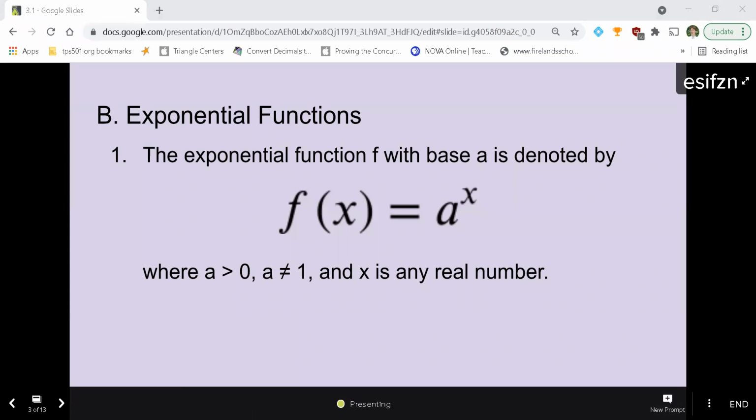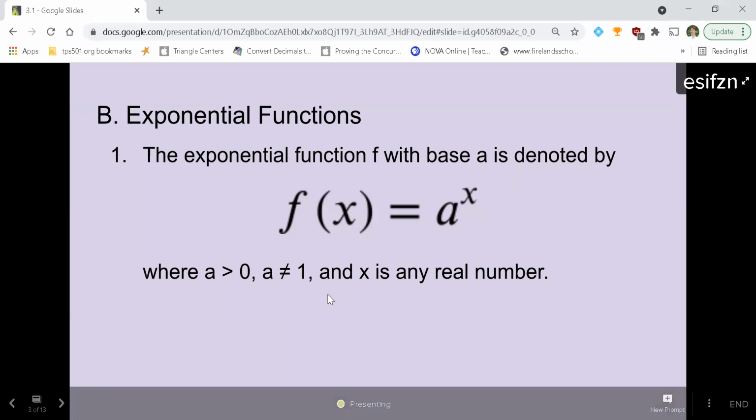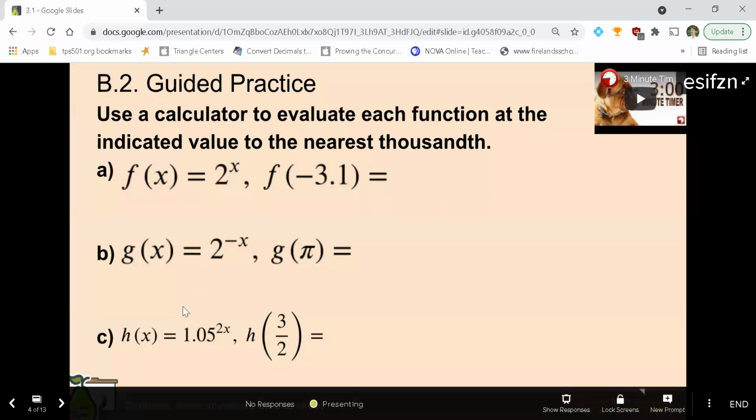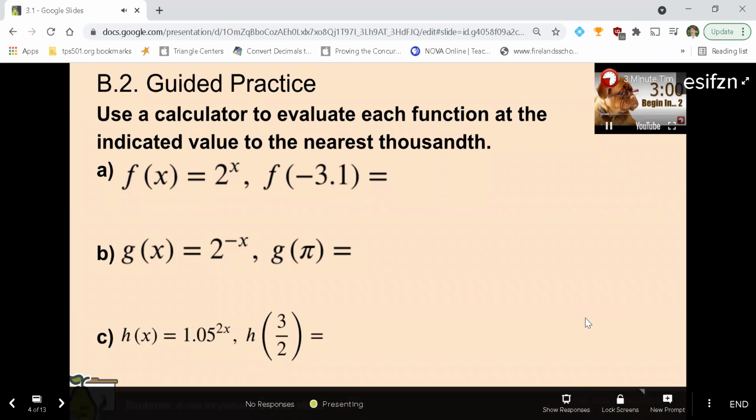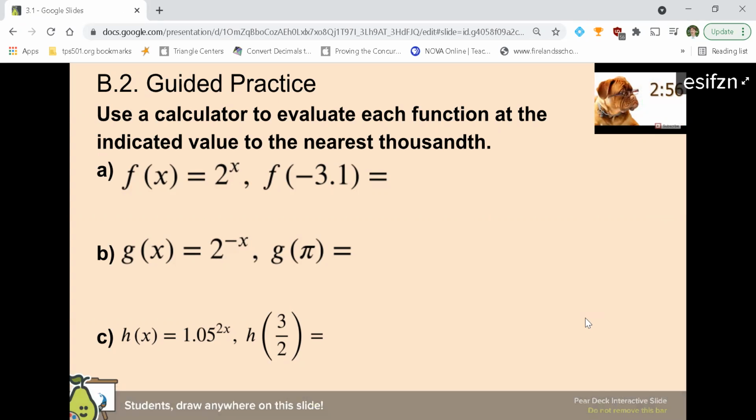Okay, first thing you're going to do with the exponential function then is just to evaluate it for different values. So here are 3 exponential functions, f, g, and h. Tell me what is the value of f when x is -3.1. What's the value of g when x is pi? What's the value of h when x is 3/2? You will do this in a calculator. Round your answer to the 3rd decimal place. I will give you 3 minutes. One of the answers will shock you.